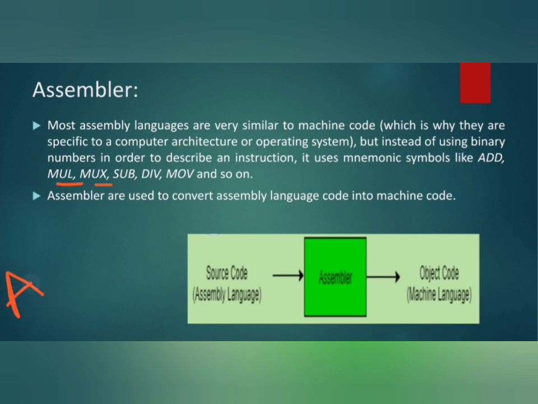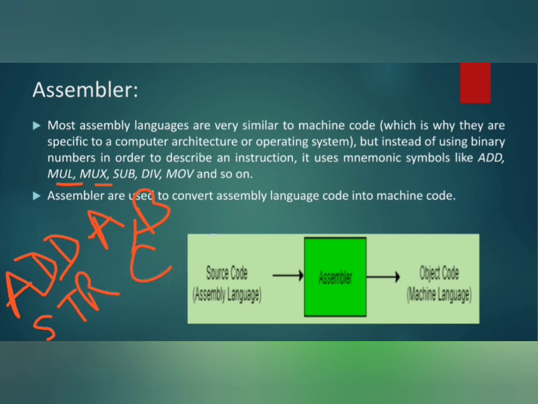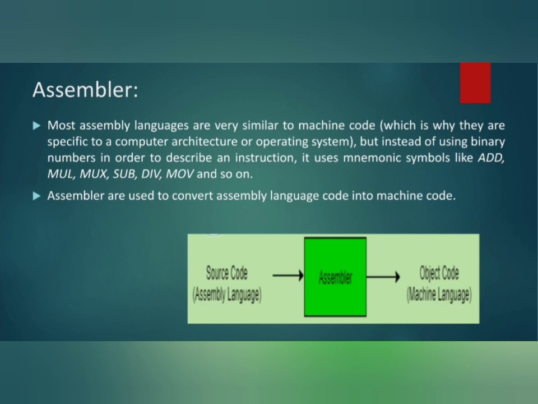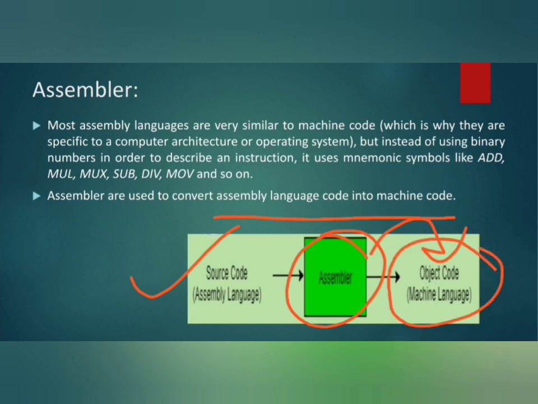The codes are written, for example, like this: add a, b, and for example store, STR for store, c. So that means a and b will be added and the result will be stored in c. So these kinds of mnemonic codes are used in assembly language. For the translation of these mnemonic codes or assembly language into machine language, we use assembler. So assemblers are used to convert assembly language code into machine code. Like we have said, assembly language is known as source code. With the help of assembler, it is translated to object code or machine language.